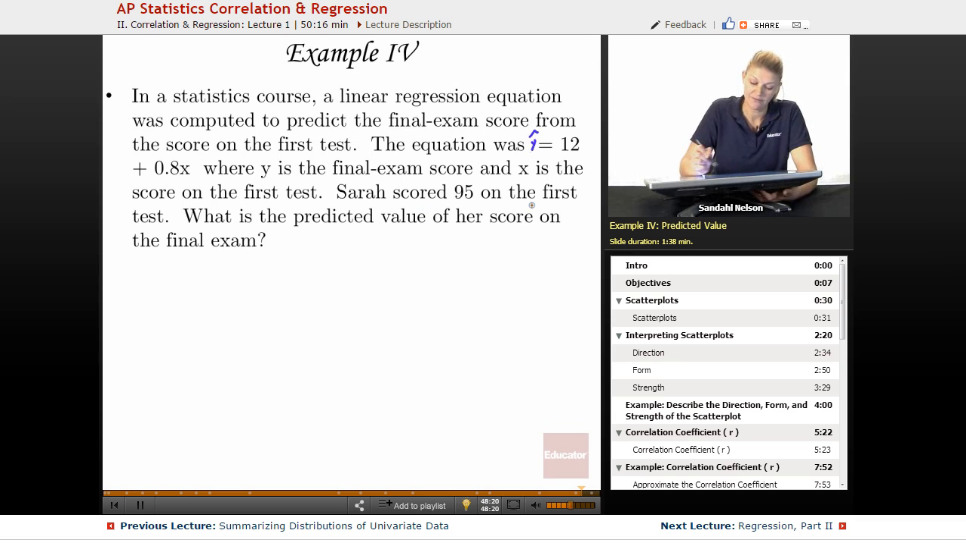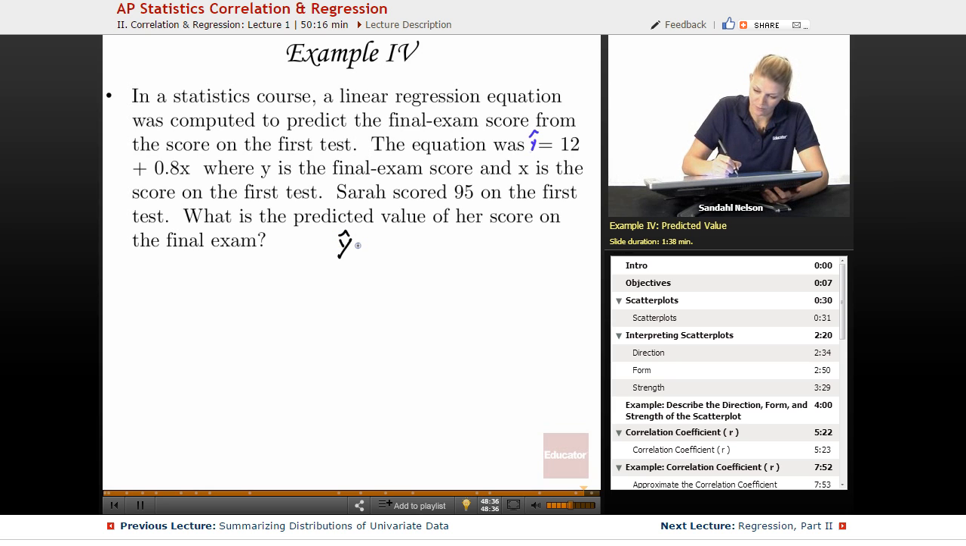Sarah scored 95 on the first test. What is the predicted value of her score on the final exam? So this is a really common regression type problem. You're given the equation and they say, here's a value of x, what's the predicted value of y? So you should be able to do that in your sleep.